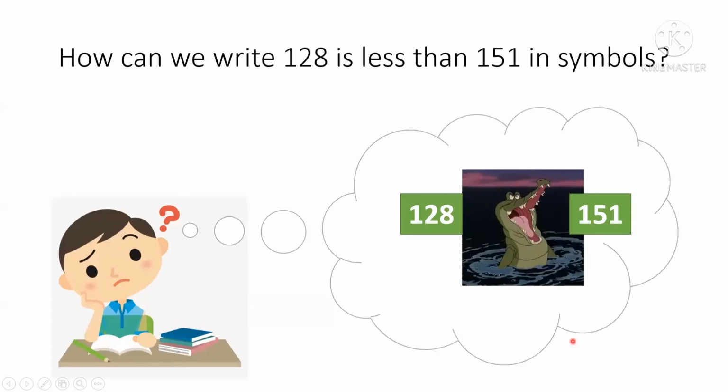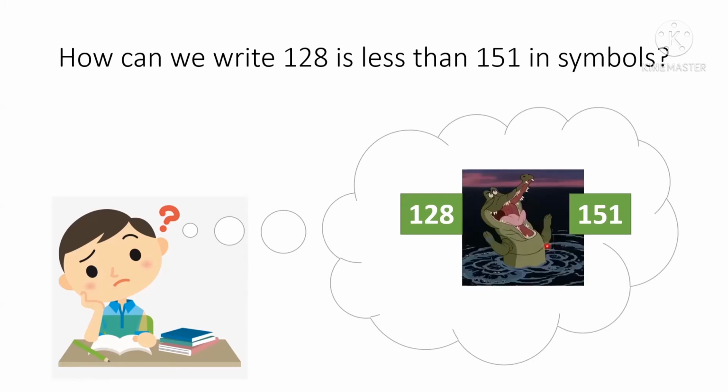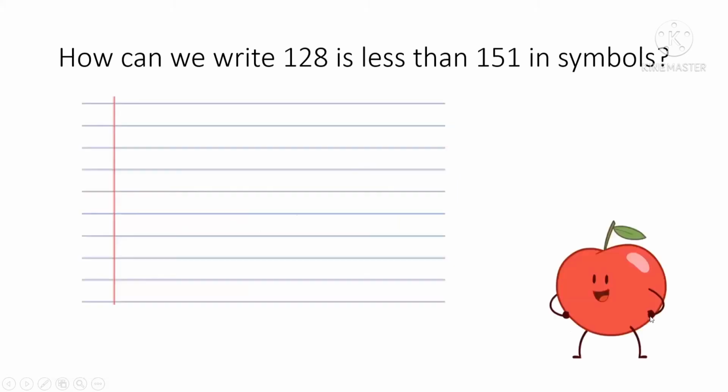So how can we write 128 is less than 151 in symbols? We will always think about the hungry alligator. He is opening his mouth towards the bigger number, 151. But we read from left to right. Read the numbers from left to right in here. 128 is less than 151. In symbols, it will look like this.